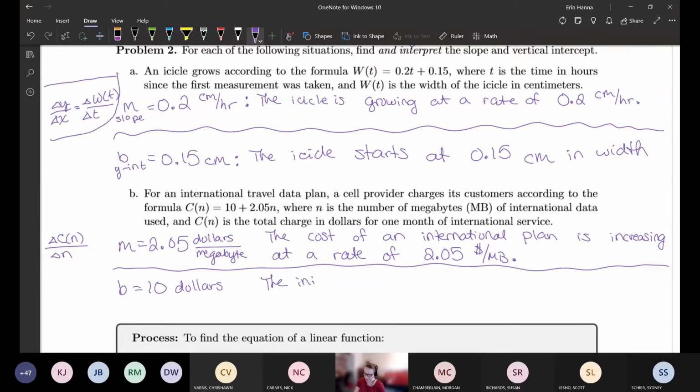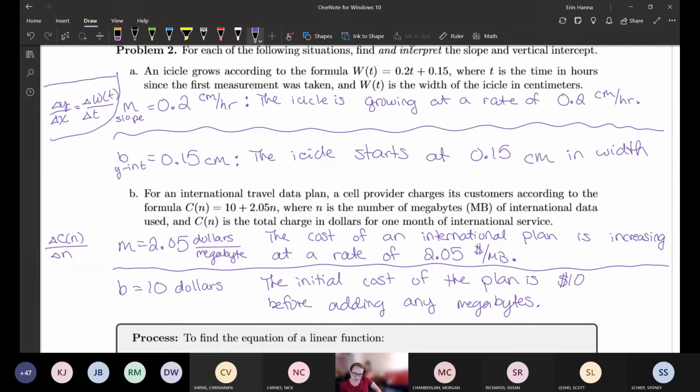The initial cost of the plan is $10. That's almost enough, but let me go a bit further and just clarify before adding any megabytes. So saying the initial cost of the plan is $10 is enough, but just to clarify that you get no megabytes if you only pay $10. It makes it a bit better.